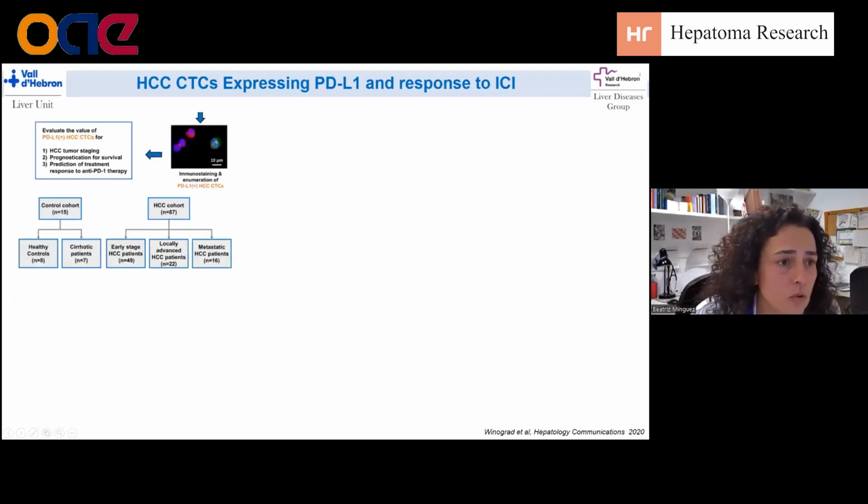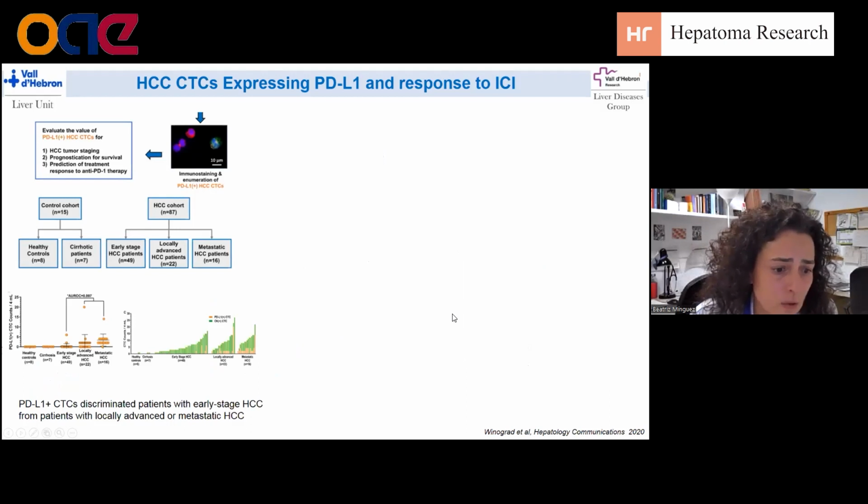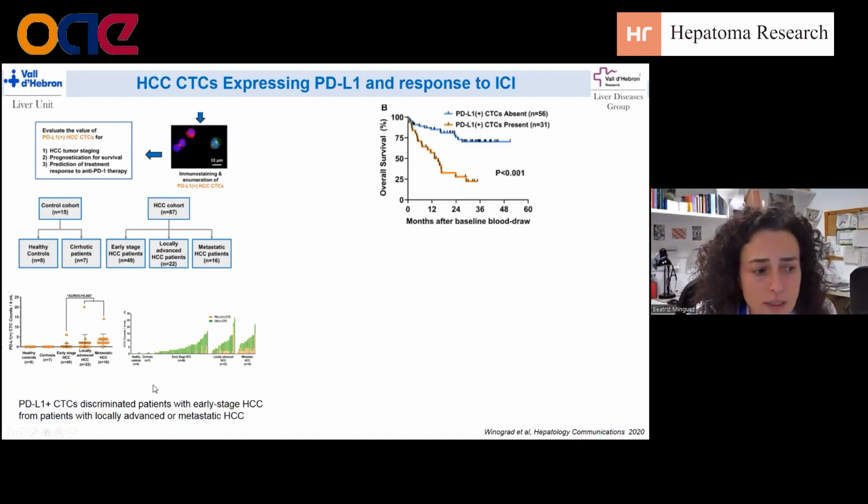Just to conclude, CTCs have been also studied in this setting. Again, it is the group of LA that has been studying the presence of PD-L1 CTCs in order to evaluate if they can discriminate patients responding to immunotherapy. The investigators showed that PD-L1 positive cells were more frequent at advanced stage of the disease, and of course this was correlated with overall survival.